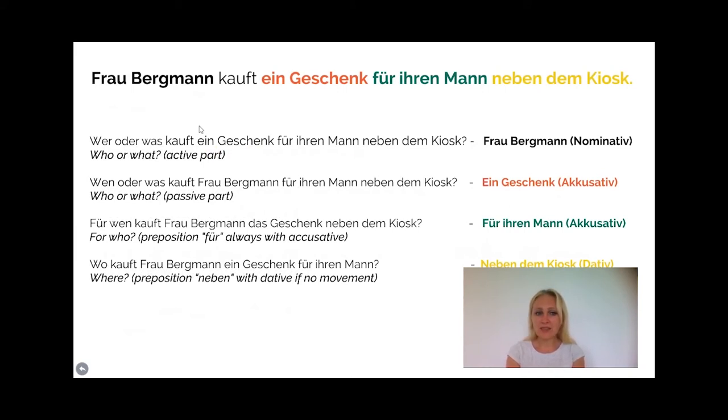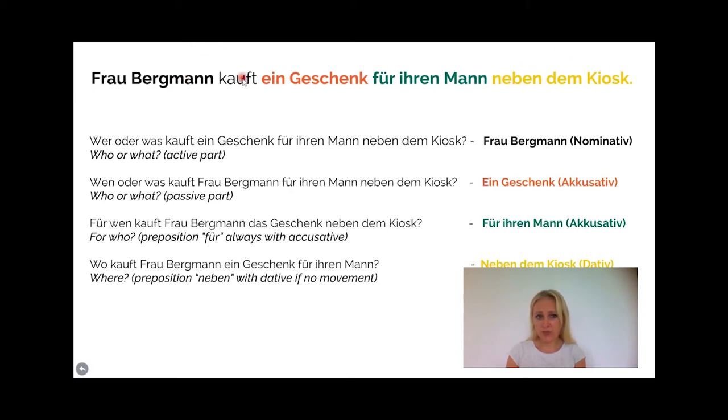So the sentence here on the top is: Frau Bergmann kauft ein Geschenk für ihren Mann neben dem Kiosk. Okay, now here it's a little bit longer sentence. So we have the subject, this is the one who buys something. We have a verb. We have an object. Ein Geschenk means a present. Für ihren Mann, for her husband. And neben dem Kiosk, next to the kiosk. Now this is an indication of place.